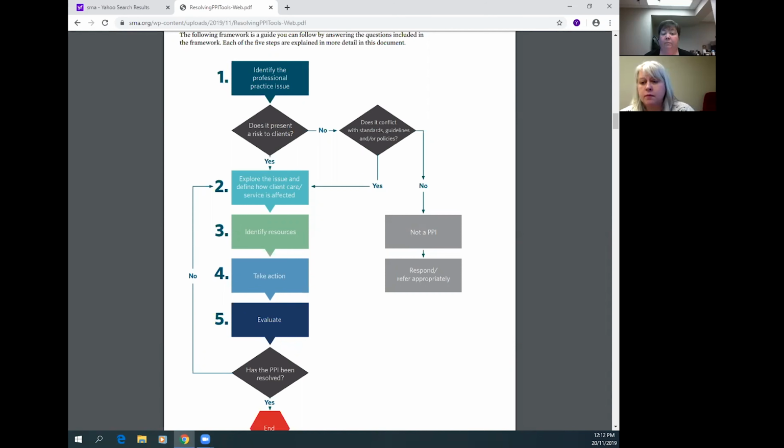So after you've got your information, you've found some resources that might be able to help you in this resolution, taking action is the next step, step 4. And it's so important that you do take this step, right? You've got all this information now, you've taken all the time to gather it. So the next step is to take action.